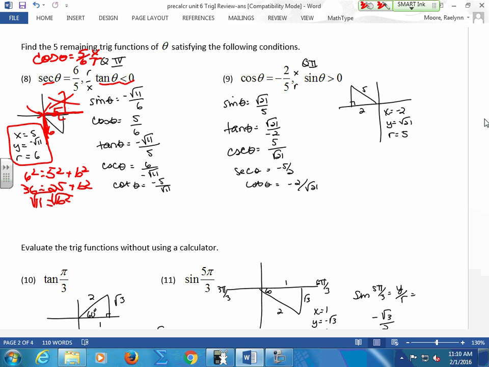But tangent is positive in 1 and 3, wherever your x and y's are exactly the same signs. So my x and y are both positive in 1. They're both negative in 3, so a negative divided by a negative gives me a positive. So 1 and 3 is positive. Okay. That's why we like to use the grid to help us. And then from there, this is your y over r, your x over r, your y over x, and then these guys flip.